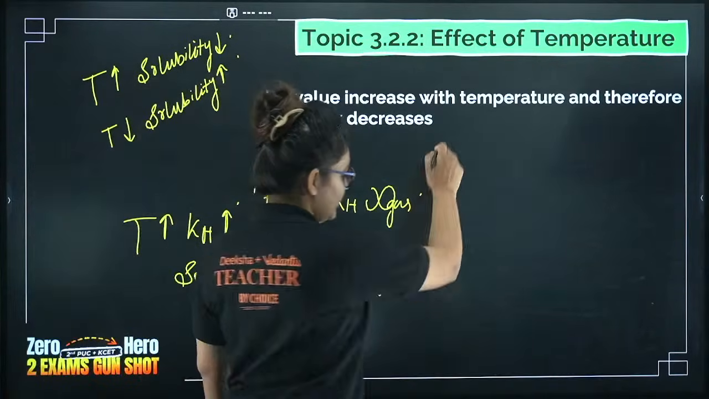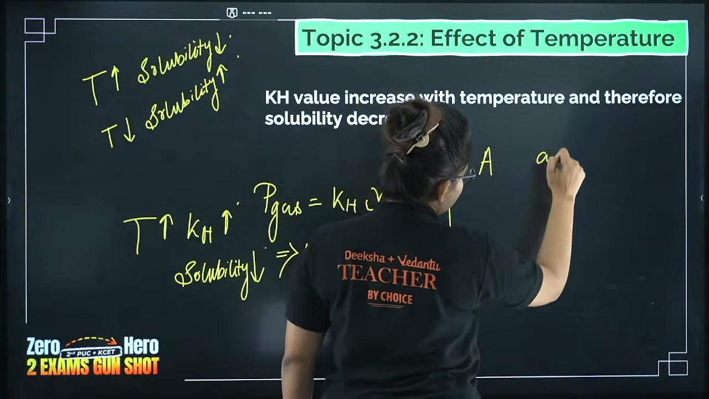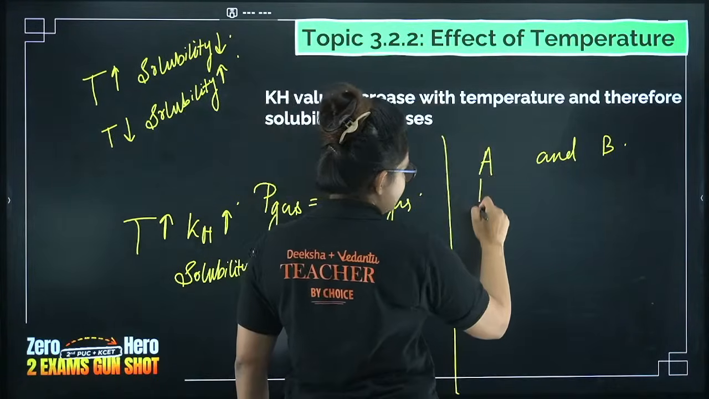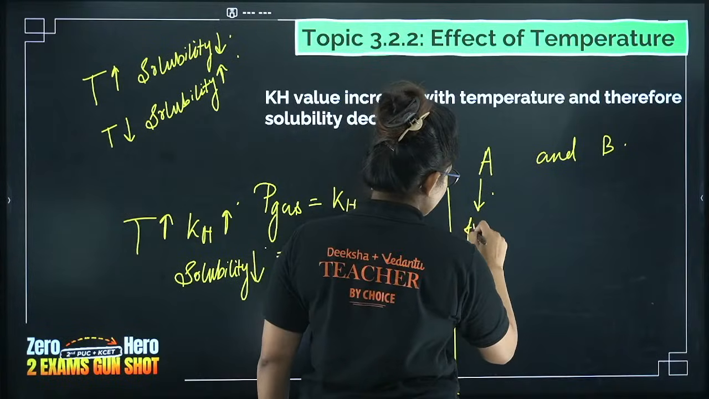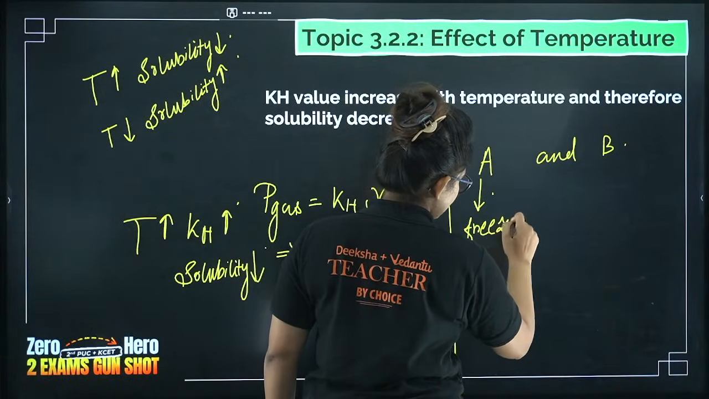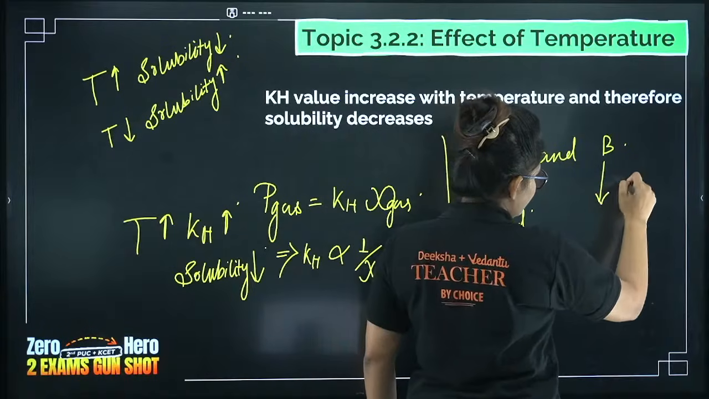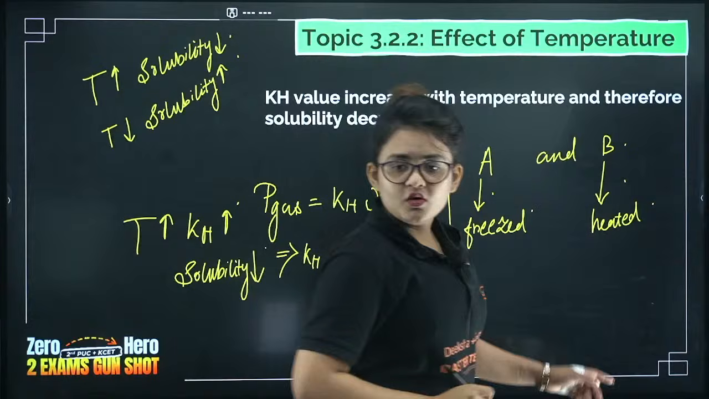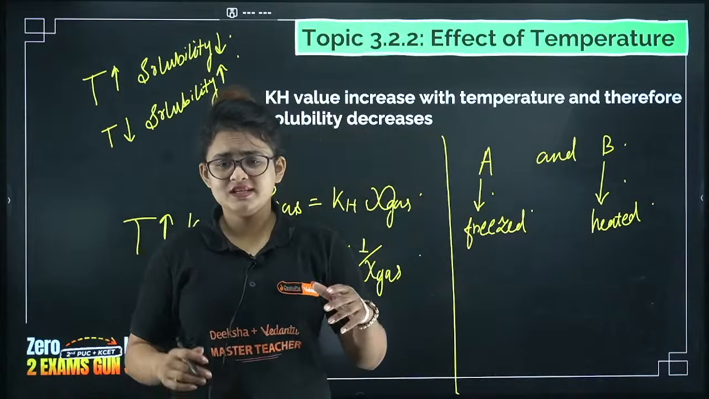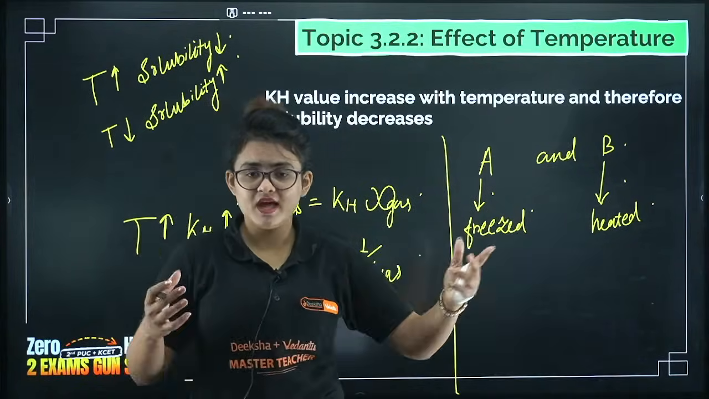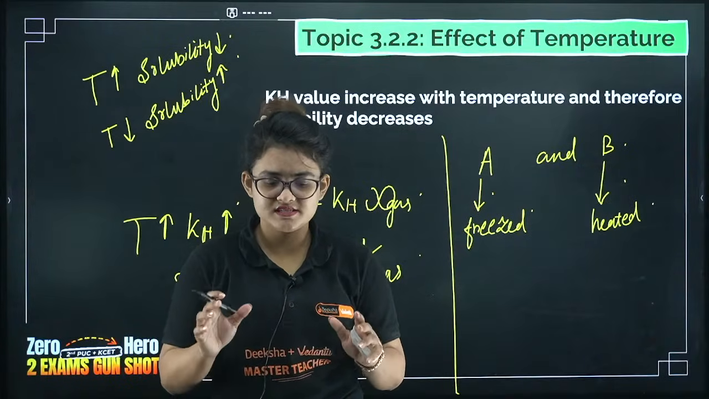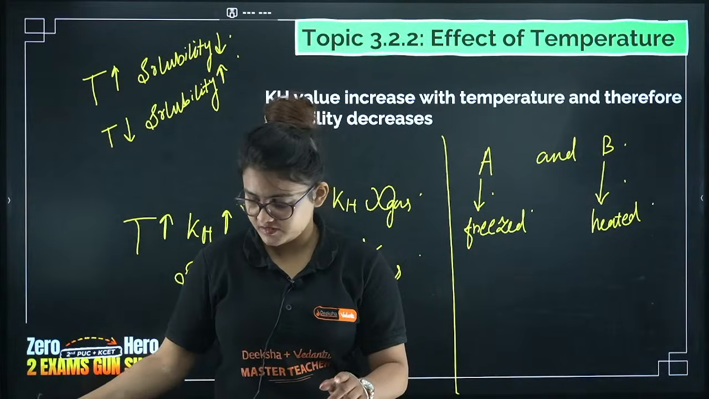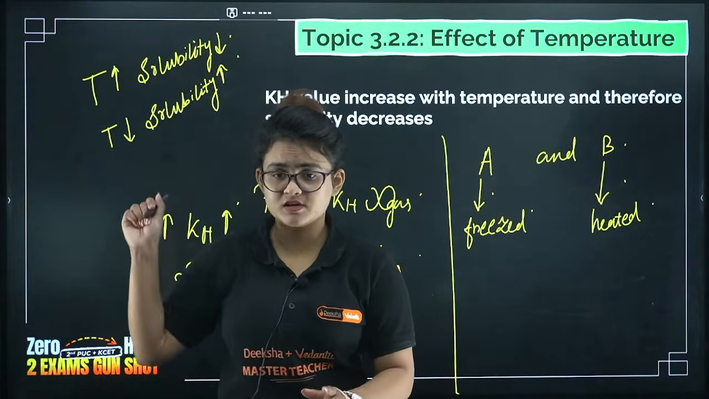Let's say you have 2 containers, A and B, both of them having water. Container A you have frozen, and B you have heated. Then the MCQ was something like, in which container will you have the maximum oxygen dissolved in it? It was a question from the model paper itself. In your pre-board examination also it came. It is related to this concept.